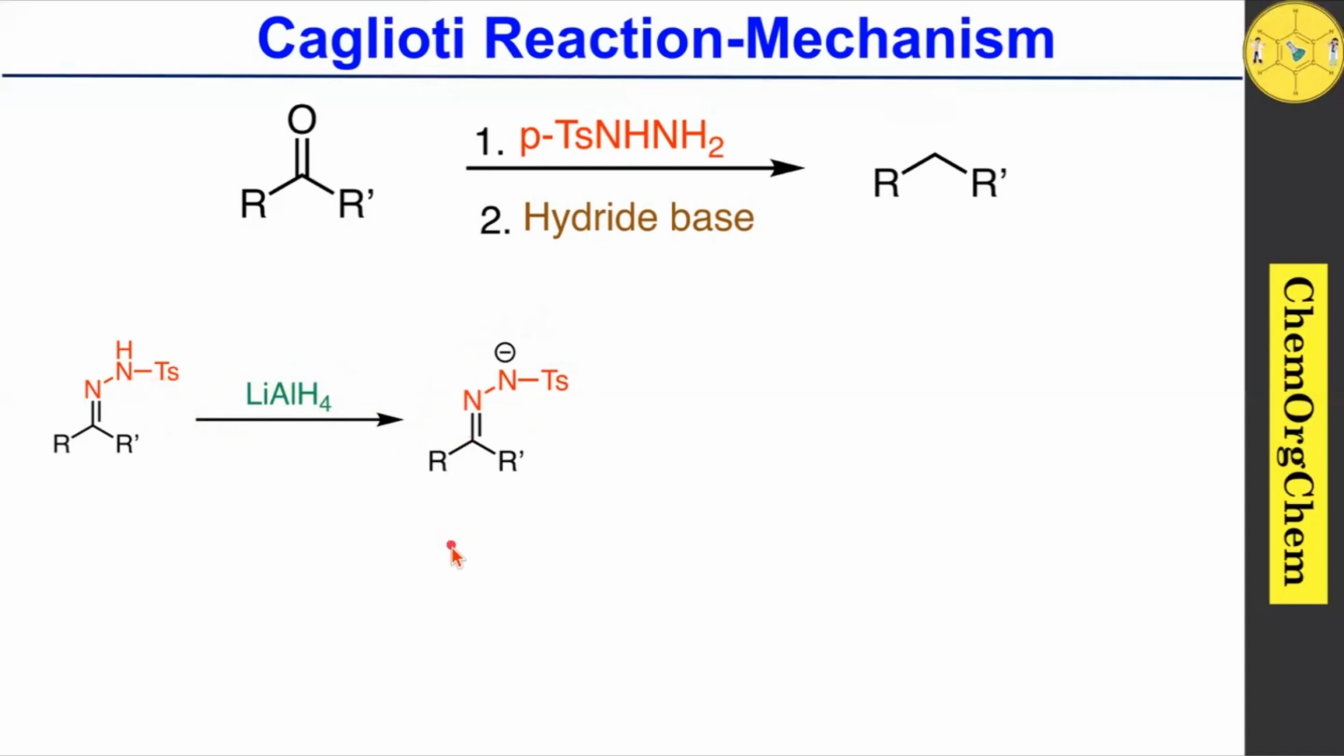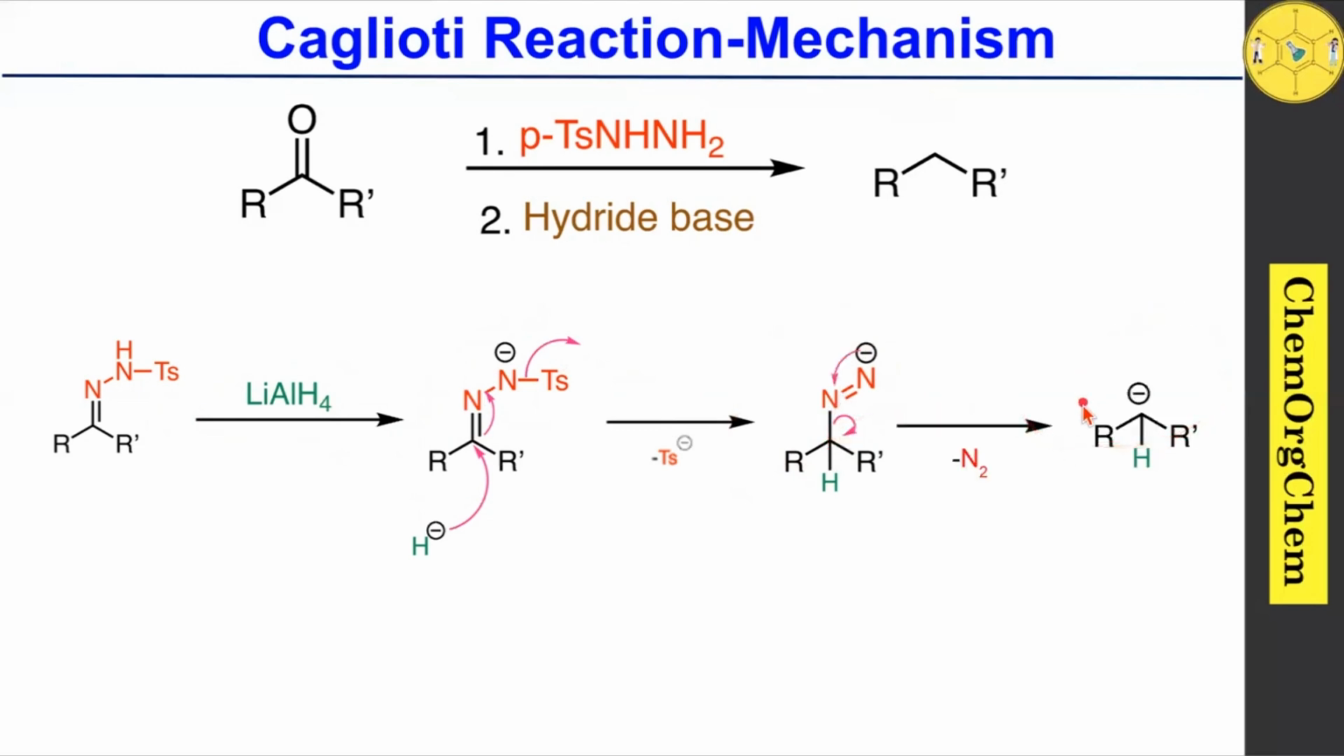Now another hydride ion coming from lithium aluminum hydride attacks this imine carbon, so this pi electron shifts towards here, then this para-toluene sulfonate ion kicks off, which produces this corresponding intermediate. Now this negative charge moves towards here, followed by cleavage of this carbon-nitrogen bond, which produces the corresponding carbanion as well as eliminates nitrogen gas. When we do workup, that produces the corresponding hydrocarbon compound.